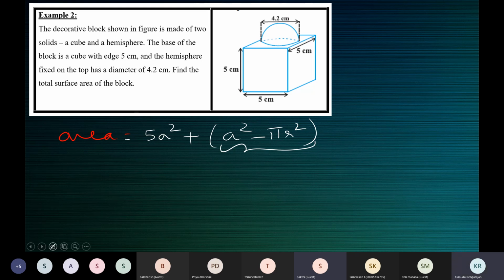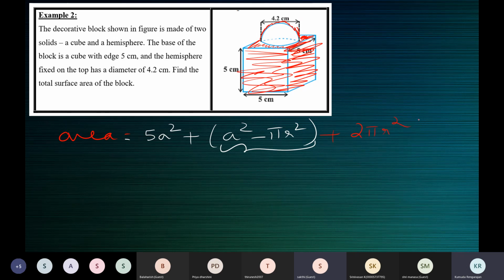So that means we have painted this one, which is only a square minus pi r square. And this one is 5a square. Now we feel we are done. But no, we are not, because we have not still painted this one. What is this? That's nothing but 2 pi r square, the curved surface area of the hemisphere.